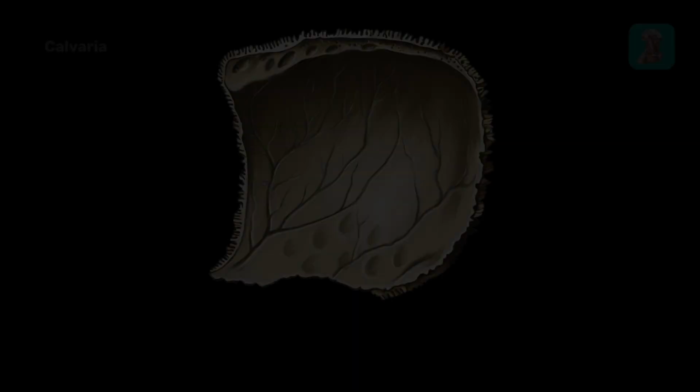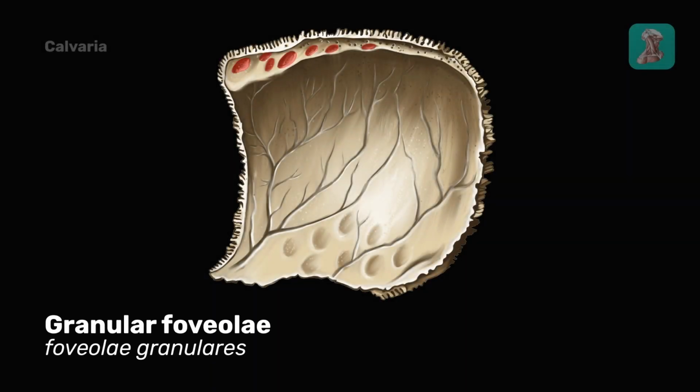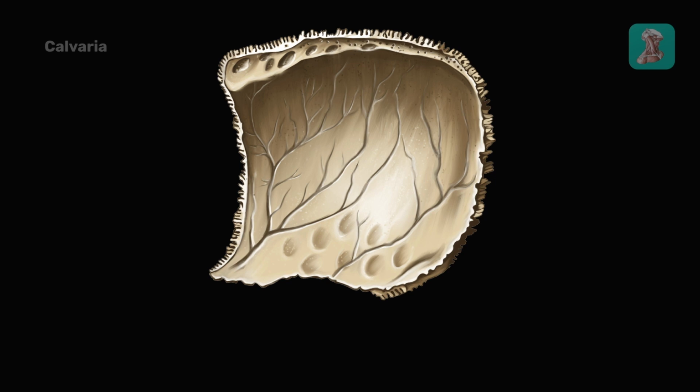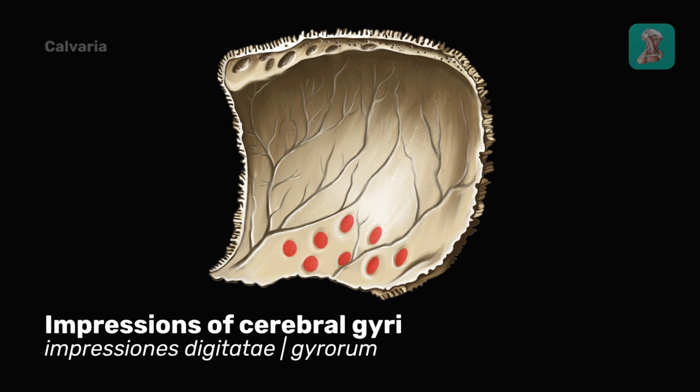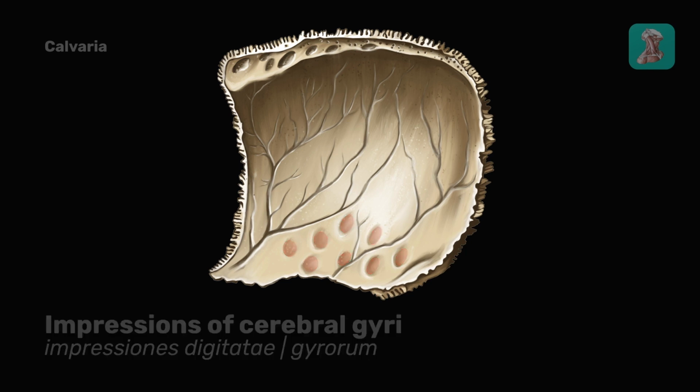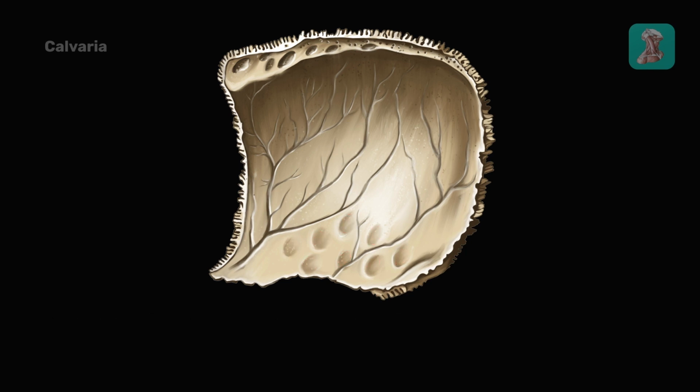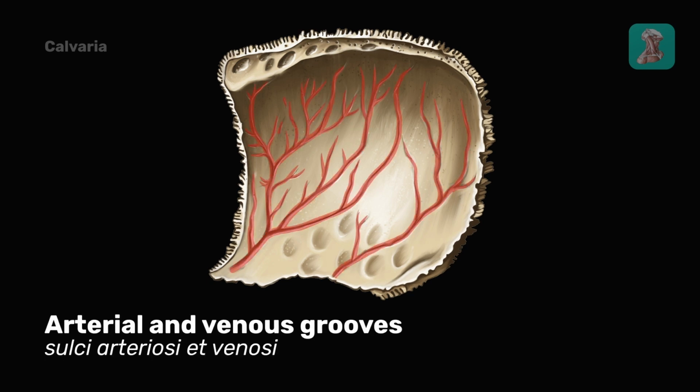Furthermore, we can distinguish granular foveolae on the internal surface of the parietal bones. This is the point of attachment of the cranial arachnoid mater. Also, on all surfaces of the bones we can see impressions of cerebral gyri. These are the traces of attachment of the cerebral gyri. The arterial and venous grooves are traces of vessel attachment.